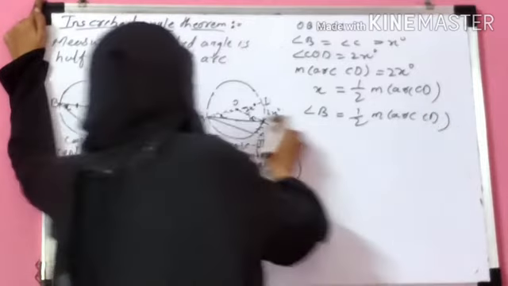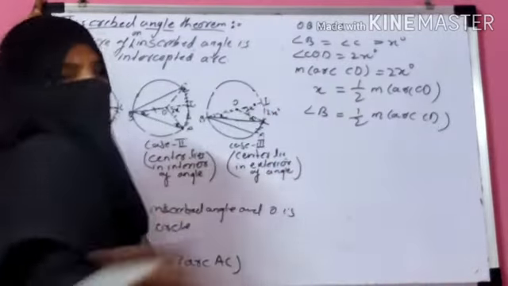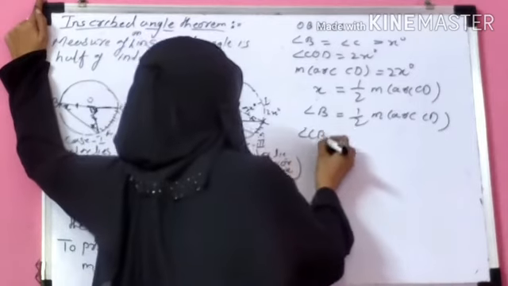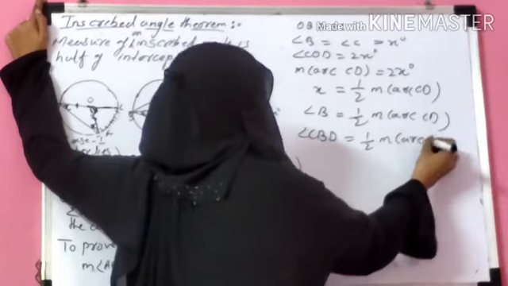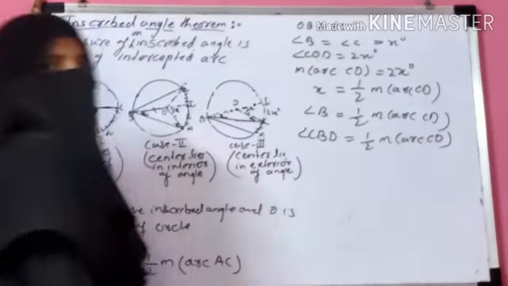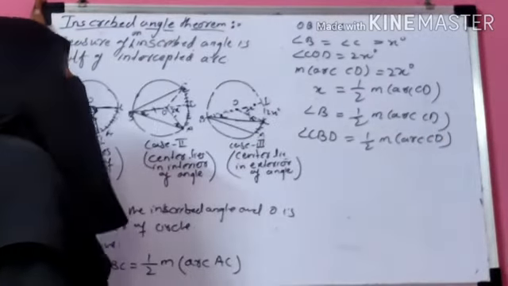Angle B you can write angle CBD in three letters. So angle CBD is half of measure of arc CD. Angle CBD is half of measure of arc CD.